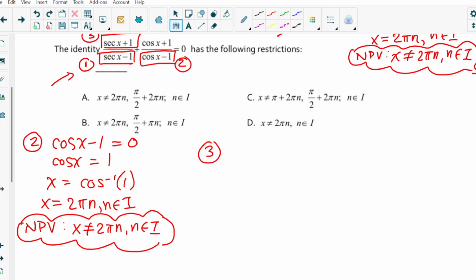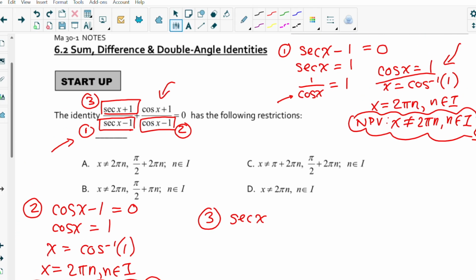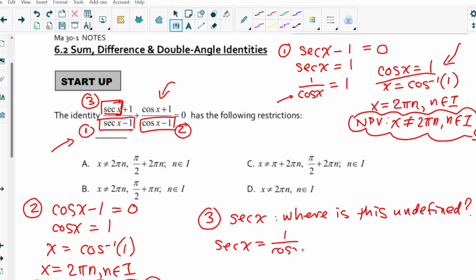Number 3. This last part, I have secant of x. It's in the numerator, so secant of x plus 1 equals 0. That's okay, that's permissible. I'm just going to focus in on secant of x. So if I'm being super accurate here, my box should just include secant of x, right? Where is this expression undefined? Well, let's take a look at this. Secant of x equals 1 over cosine of x.